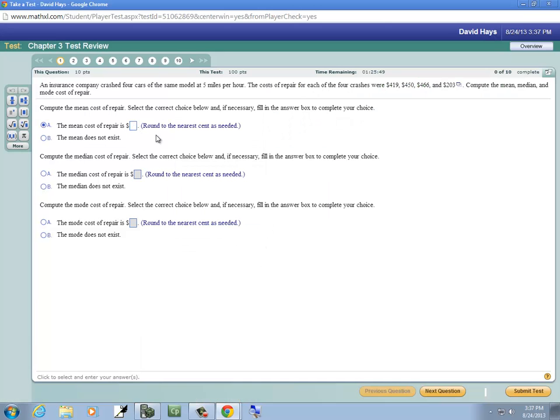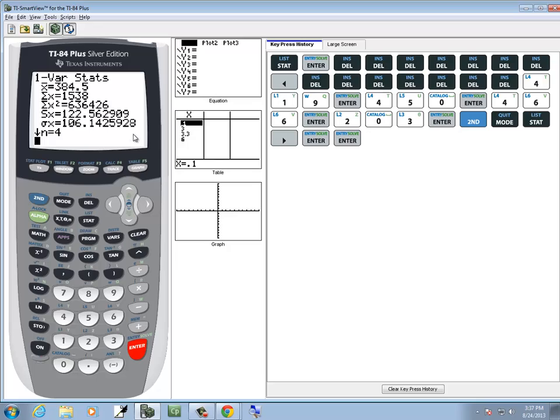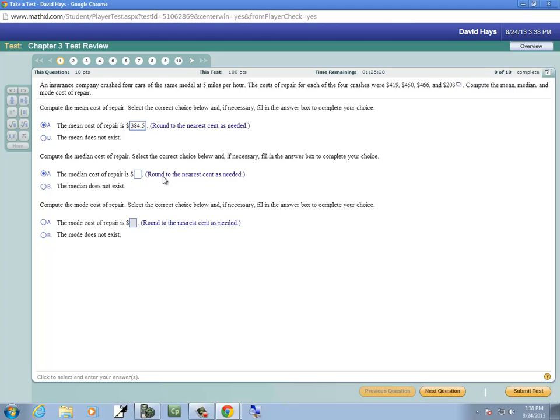So I'll come here, 384.5, round to the nearest cent. Okay. Compute the median. I'm going to come down over here, and I'll down arrow until I get to the second page, and you see MED says 434.5. So 434.5.